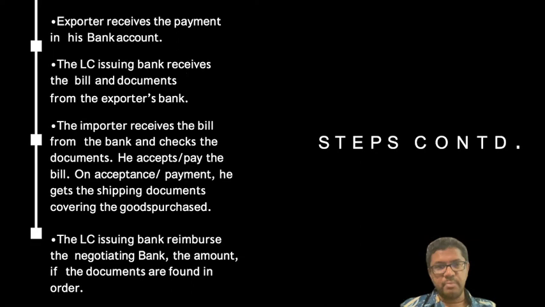The LC issuing bank receives the bill and documents from the exporter's bank. This is another step. And then the importer receives the bill from the bank and checks the documents, and he accepts or pays the bill. If the bill of exchange is a usance bill of exchange, the importer will accept. If the bill of exchange is a sight bill, the importer will pay the bill. On acceptance or payment, the importer gets the shipping documents covering the goods purchased. The LC issuing bank reimburses the negotiating bank the amount if the documents are found in order.